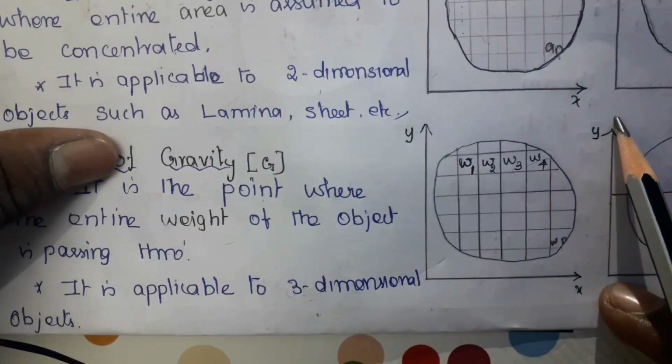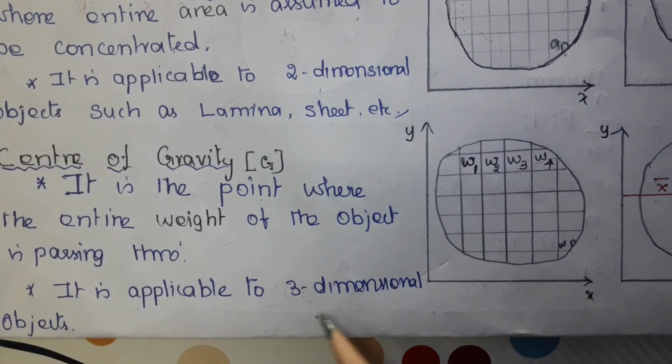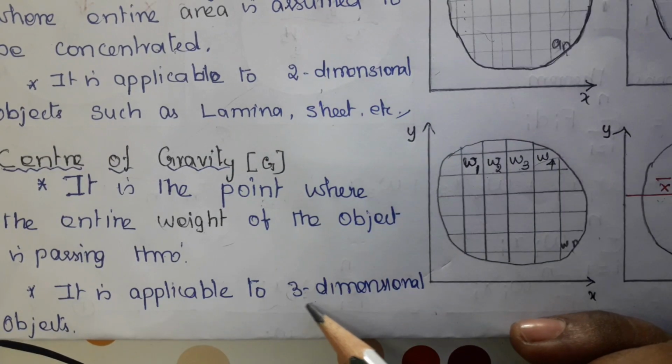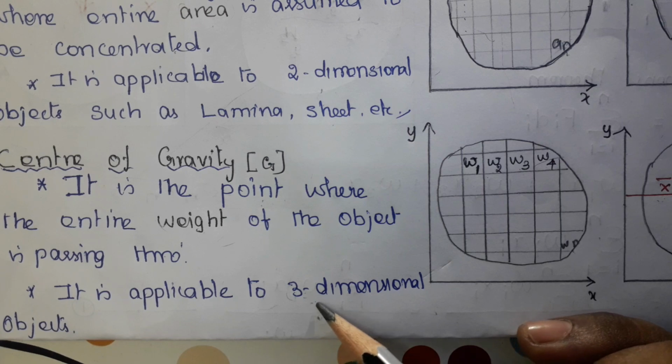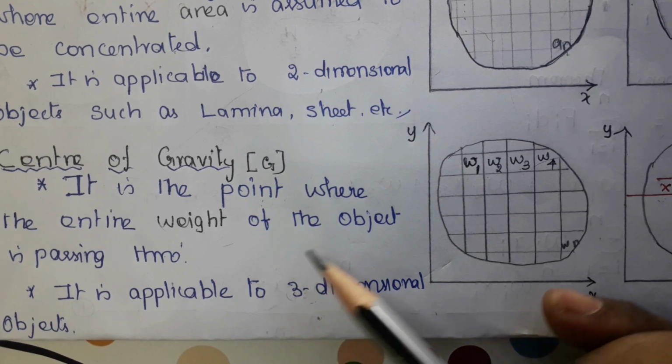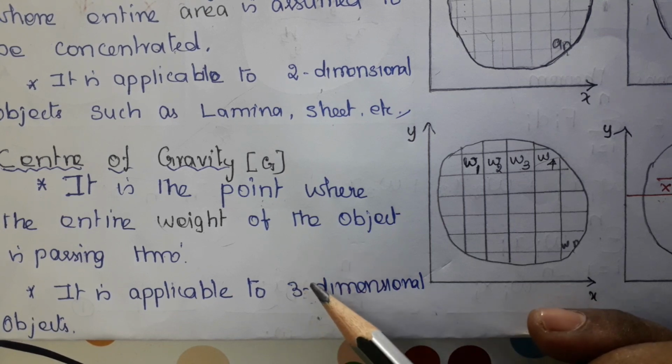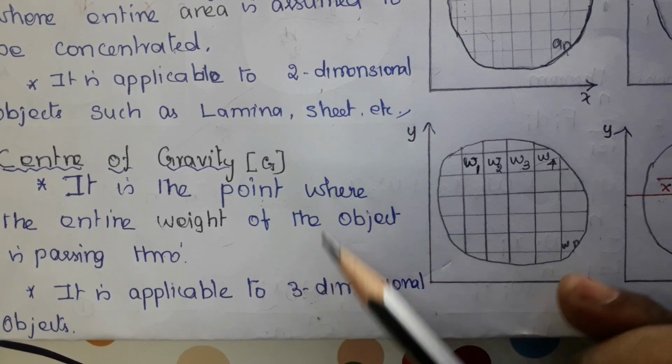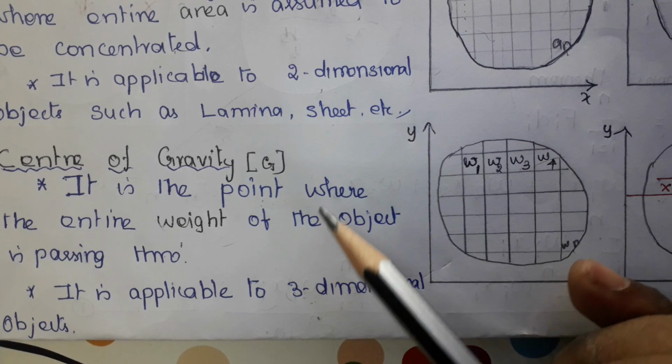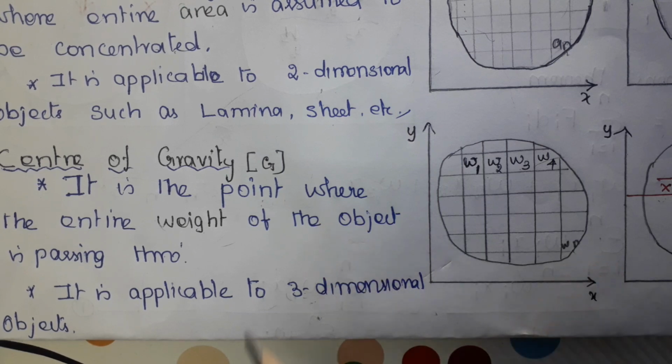This center of gravity is applicable to three-dimensional objects like prisms and pyramids which we studied in engineering graphics. So we can apply it to any three-dimensional object. These are the definitions of centroid as well as center of gravity.